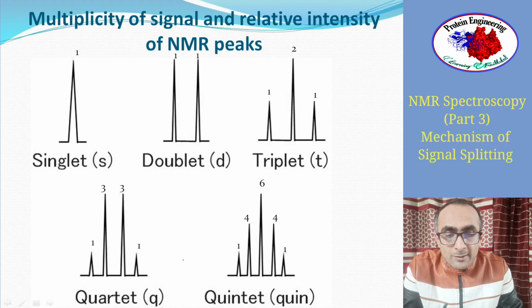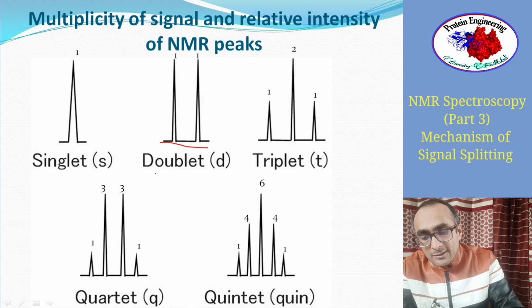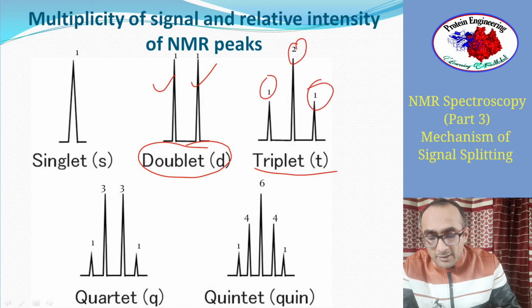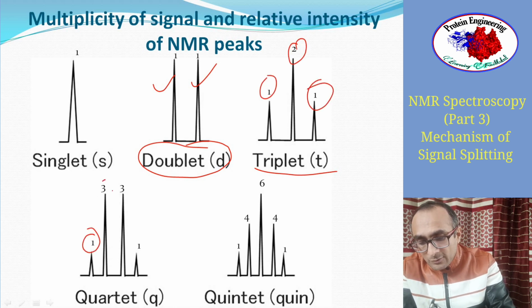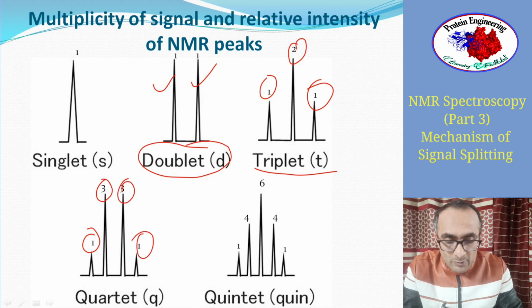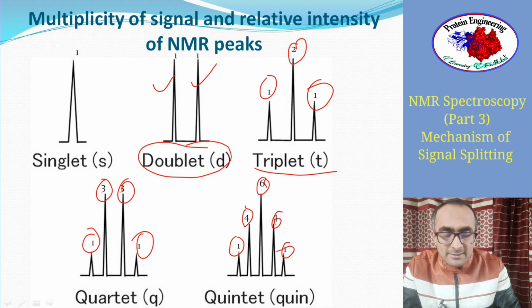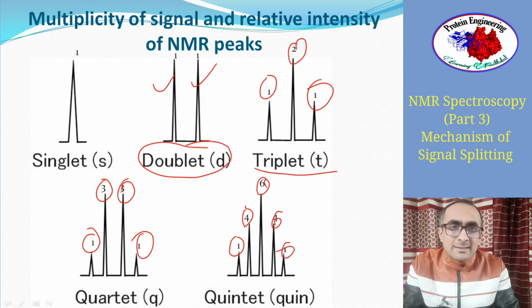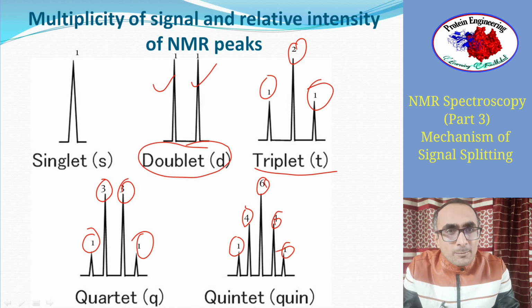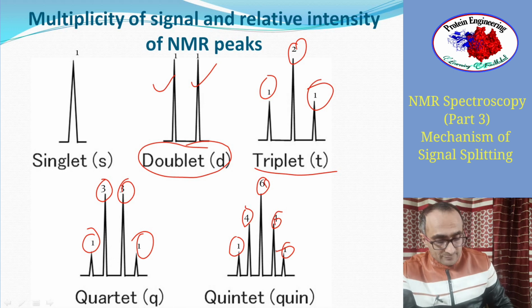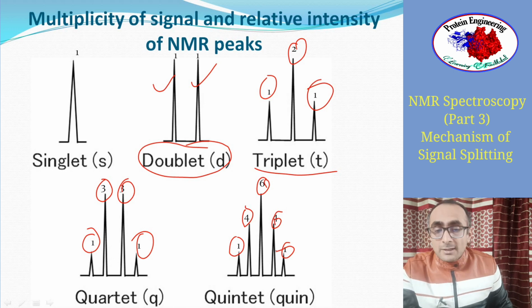Multiplicity of signal and relative intensity also have a ratio, like in the case of a doublet. Both the peaks should have the same intensity, a 1:1 ratio. If it's a triplet, the ratio would be 1:2:1. If it's a quartet, the ratio would be 1:3:3:1. Or if it's a quintet, the ratio would be 1:4:6:4:1. So the intensity would vary, and we have seen that the varying intensity depends on the number of possible combinations of orientations of the neighborhood protons' magnetic fields.